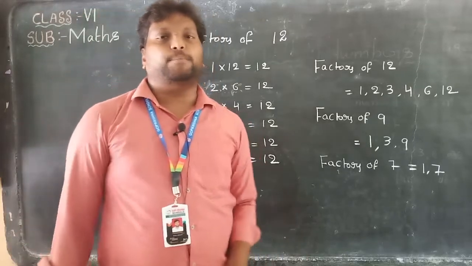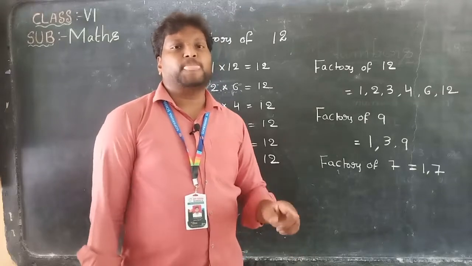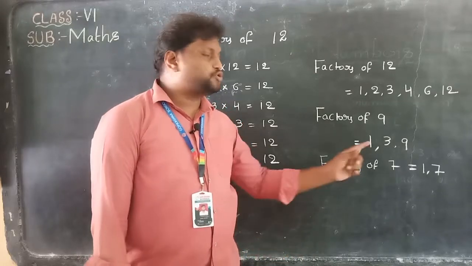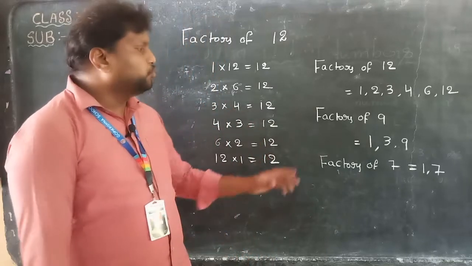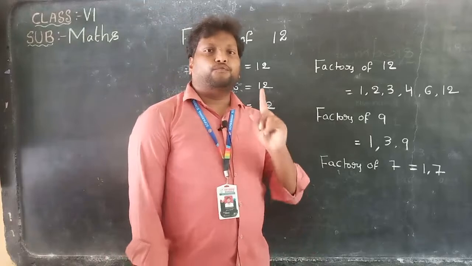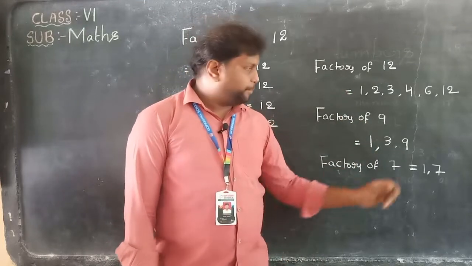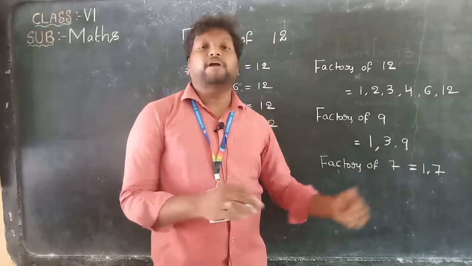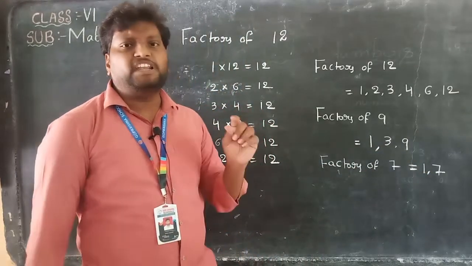Each and every number, whatever it is, has a minimum of 2 factors. The 2 factors are compulsory. The first factor is the number 1 and the other factor is the number itself. More than 2 is also possible, but each and every number has a minimum of 2 factors.